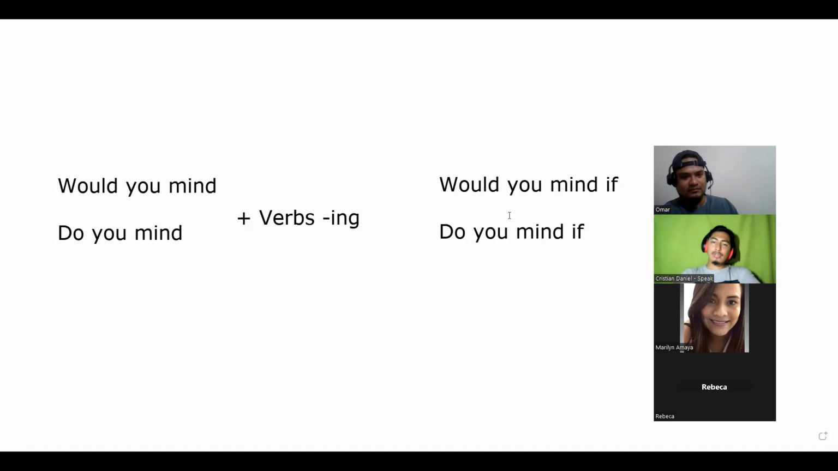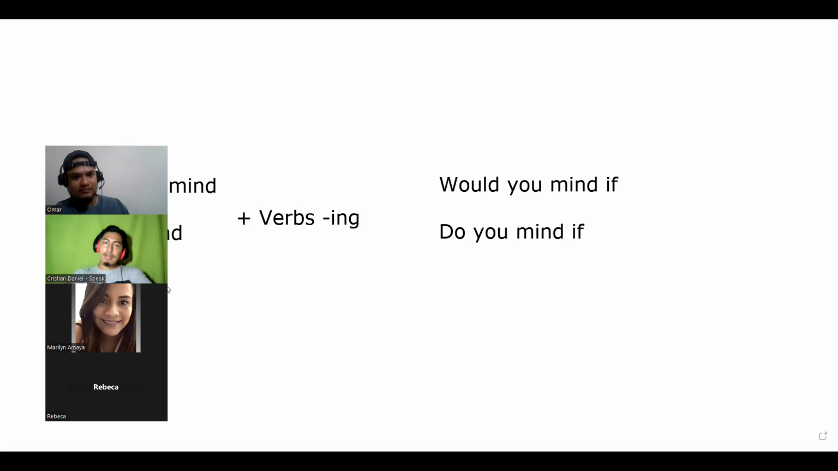But when we use would you mind if and do you mind if, we have 2 options. The first one, everybody, would you mind if, we use simple past. Remember the following, guys. Would is generally used for imaginary situations or things that are difficult to happen. But do you mind, everybody remember, uses simple present.